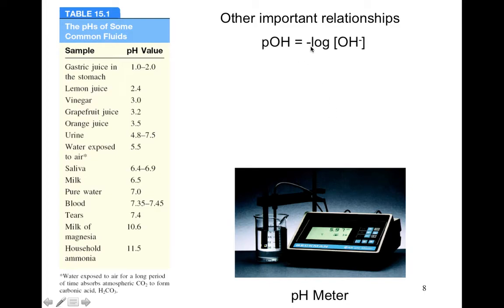But we said that the pH was the negative log of hydrogen ions. Well, you can also find something called pOH. And pOH is the negative log of hydroxide ions. So depending on what the question gives you, you can work with those.